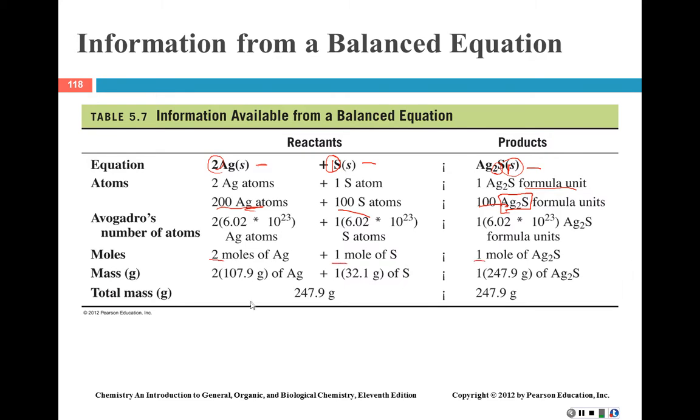Now the mass also has to balance. If silver is 107.9, you have 2 of those plus 1 mole of sulfur, which is 32.1, and that'll give us 247.9. Again, 2 silvers and 1 sulfur will give us 247.9. So we have accounted for everything in our balanced equation.